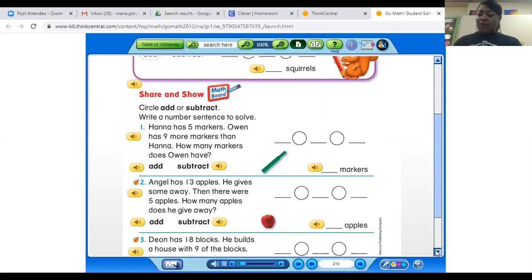We're going to circle add or subtract. Write a number sentence to solve. Hannah has 5 markers. Owen has 9 more markers than Hannah. How many markers does Owen have? So let's think about that again. We know that Hannah has 5, but Owen has 9 more than Hannah. So we're going to add. So we're going to circle the word add. So what are we going to add? We're going to add the 5 markers that Hannah has plus the 9 that Owen has. So we can draw a picture if we need to.